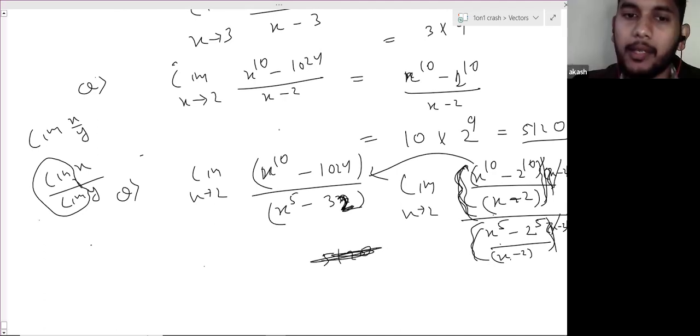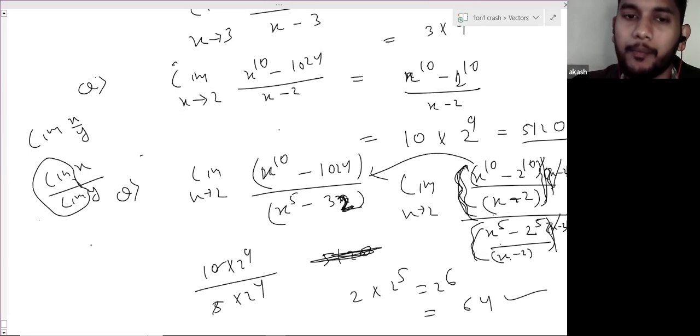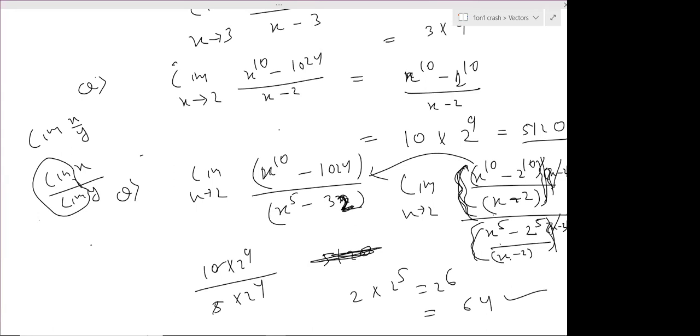See, you can write like this: 10 times 2 to the power 9 upon 5 times 2 to the power 4. So 2 into 2 to the power 5, this is 2 to the power 6. Alright, 2 to the power 6 is 64. Got it? Alright, please note down this method.